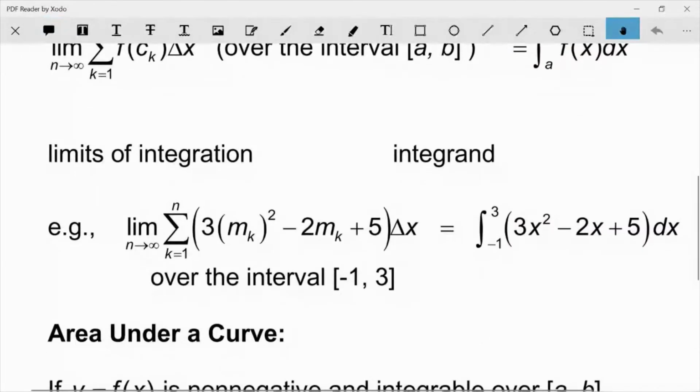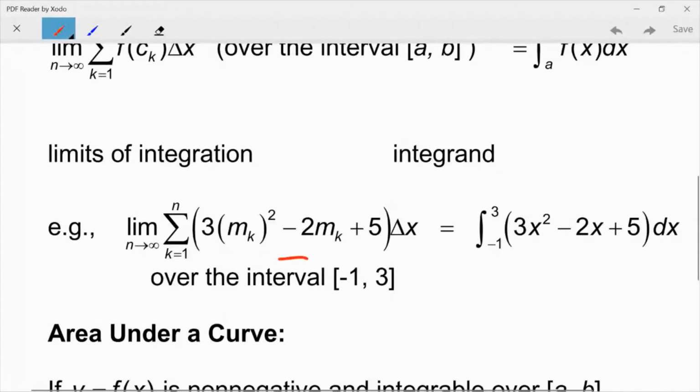Okay, so when we are looking at these, there's some vocabulary that we need to talk about. One of them is the limits of integration. That just tells me my left bound and my right bound when I'm doing my integral. And then there's also this idea of an integrand. So let's take a look at just a quick example here.